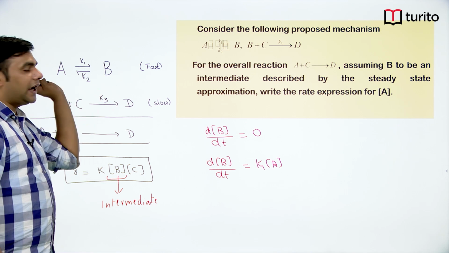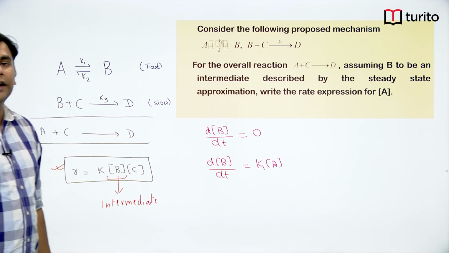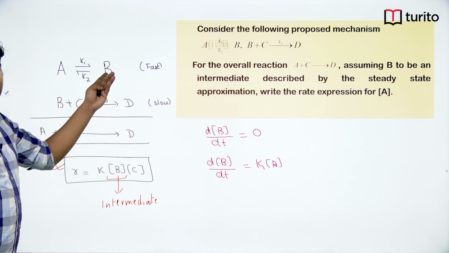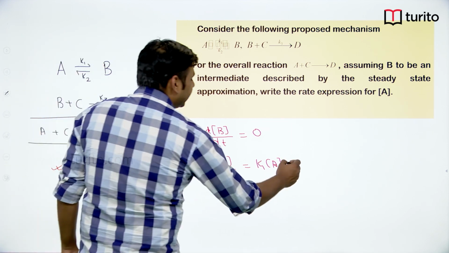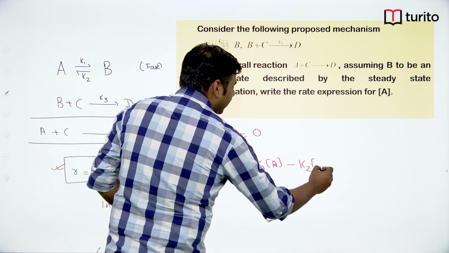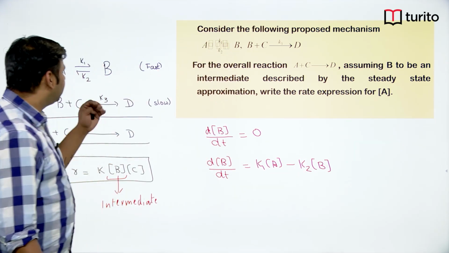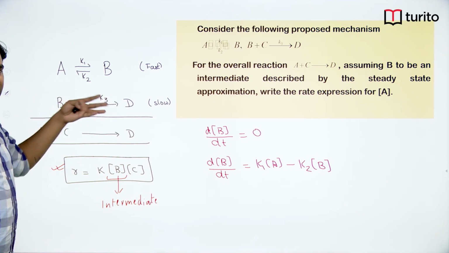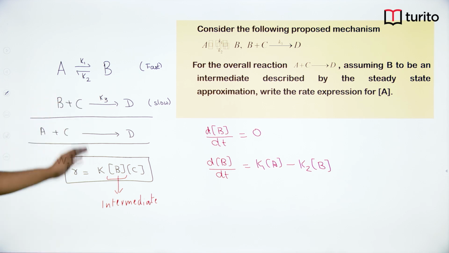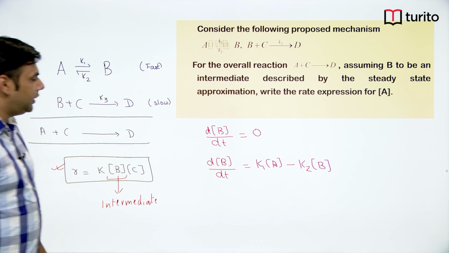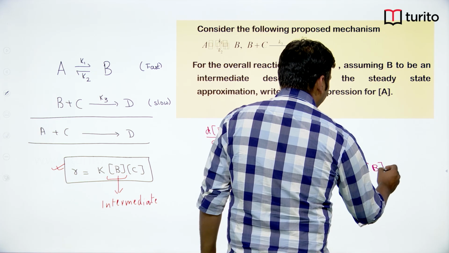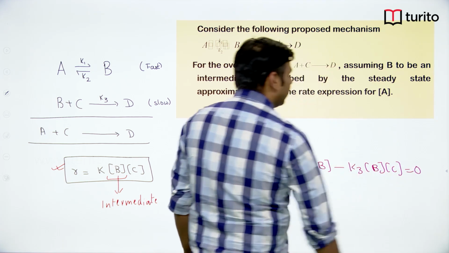Now if you look at the backward reaction, through the backward reaction B is getting consumed. So when it is getting consumed, B itself is acting as the reactant. Because it is consumed, I will write this as minus K2 into concentration of B. Okay. Now let us look at the second step. In the second step, B is again getting consumed and the reactants are B and C. So the rate would be K3 into concentration of B into concentration of C. So basically this is minus K3 into concentration of B into concentration of C. This has to be equal to 0.